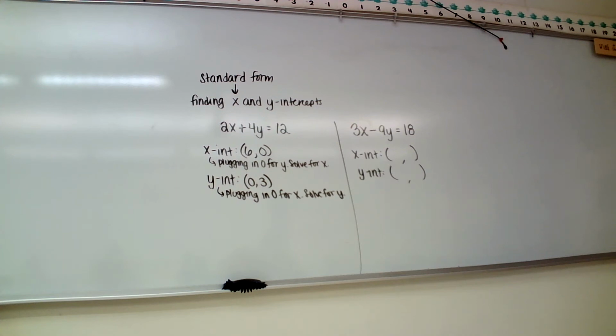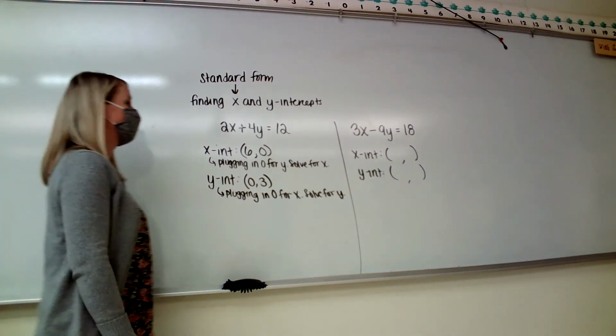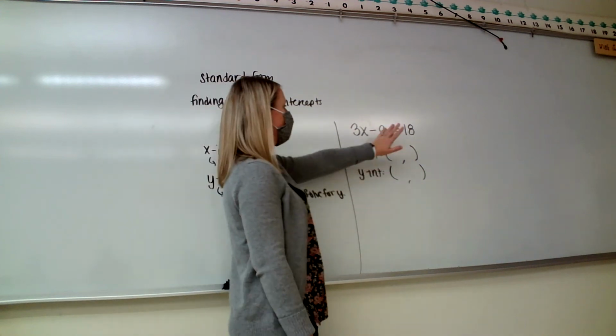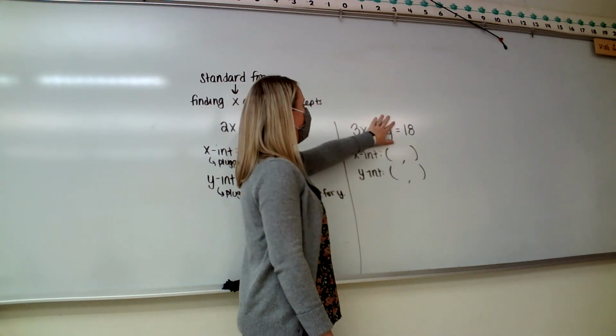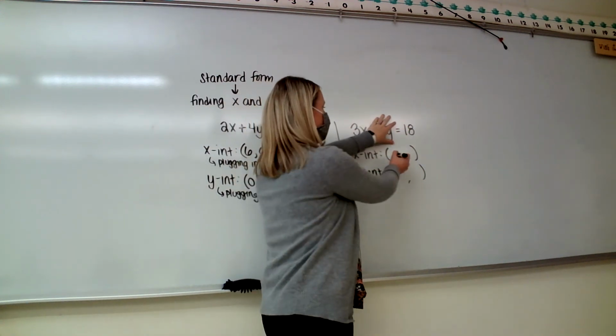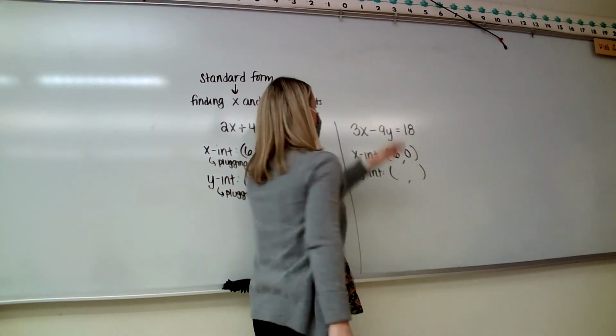So once again, that should have maybe taken you 10 seconds, but I'm just giving you a few extra for good faith here. So once again, you should be doing a lot of work. The x-intercept, you cover the y, you're plugging a 0 for y. I'm left with 3x equals 18, so that ends up being (6, 0).